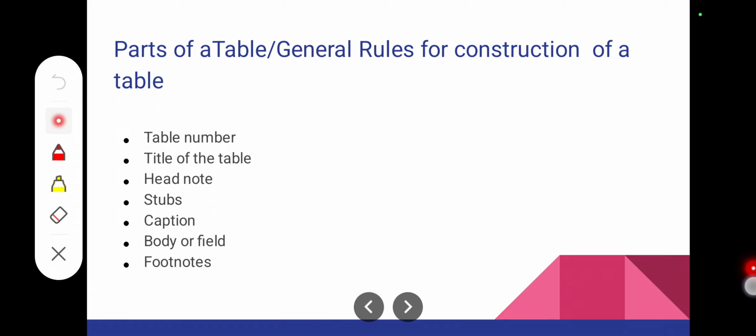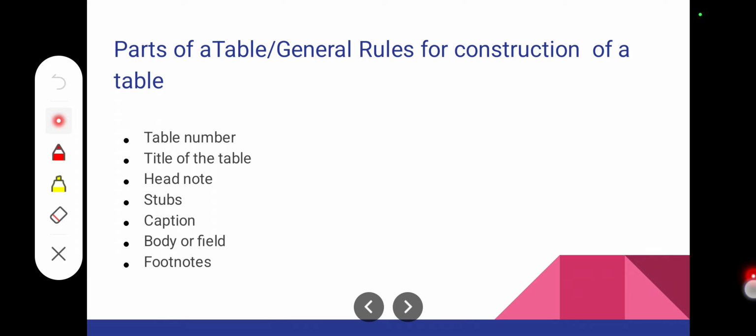Next, sometimes in exams we are asked for the parts of a table or general rules for the construction of a table. What are the rules, what are the terms and conditions that are to be used while making tables? Then first is the table number. We have to write the table number before we make the table.